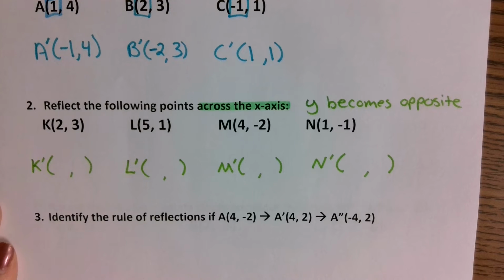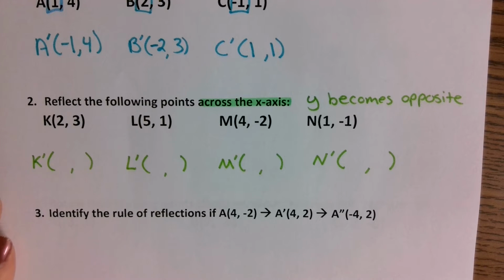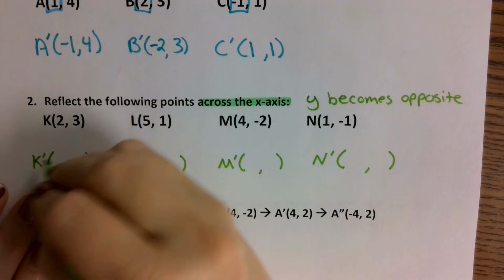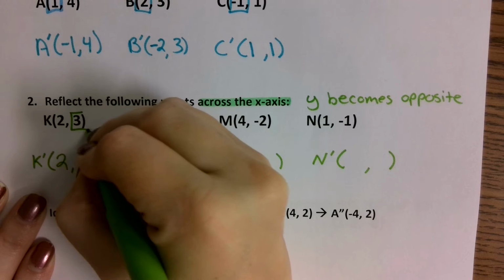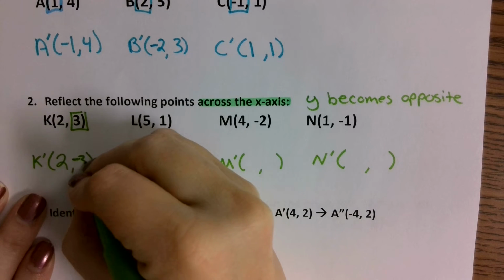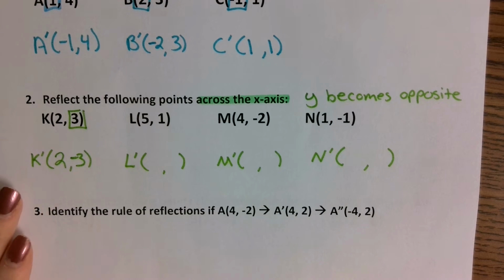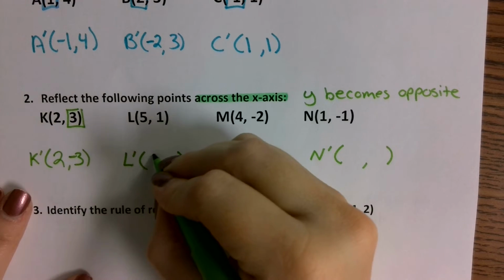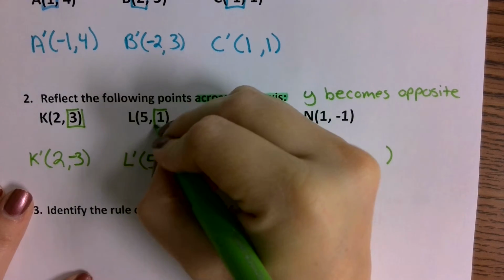All right, K prime. Who can tell me what they got for K prime? Bridget? (2, -3). So the only thing that's affected is the y coordinate. It becomes the opposite, a -3. What about for L prime, Armando? (5, -1). Only the 1 was affected.